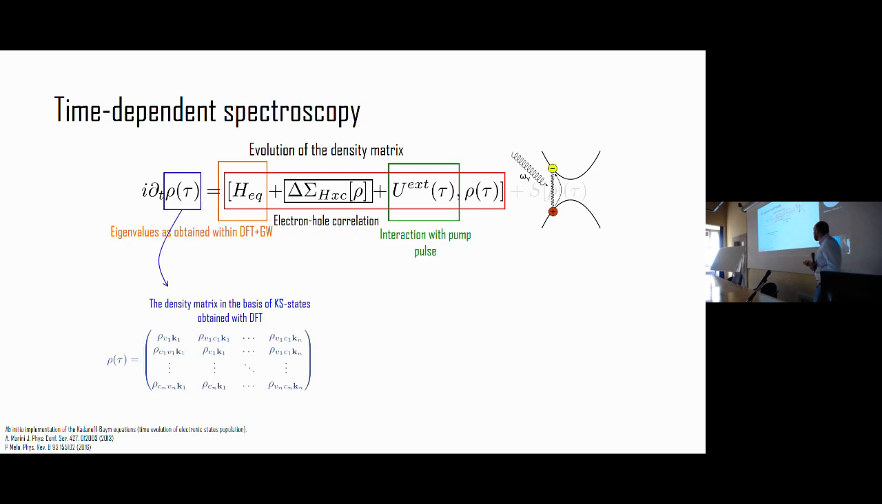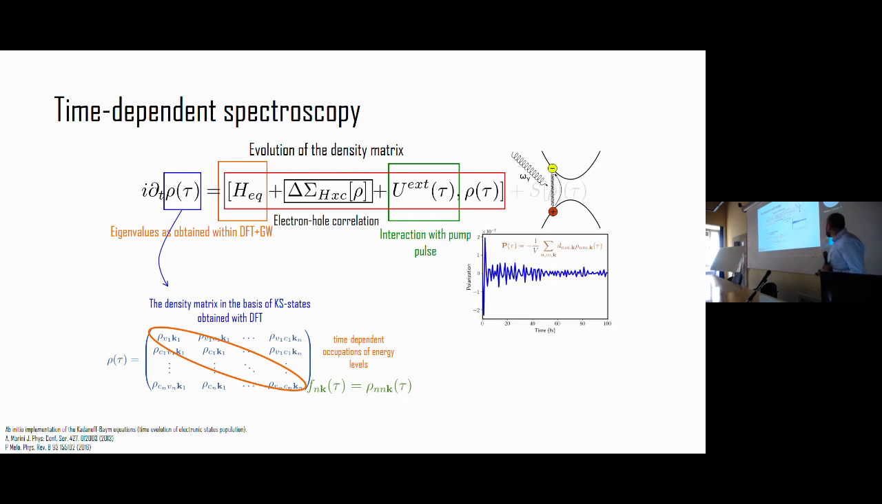So here, this density matrix, in the diagonal you have the occupation of the energy levels. So this will be the diagonal part. And in the off-diagonal part, you can define the polarization. Basically, and you will see later on in the tutorials, you can calculate the polarization as a function of time. If you make the Fourier transform of this, you get the Bethe-Salpeter calculated, let's say, in the time domain.